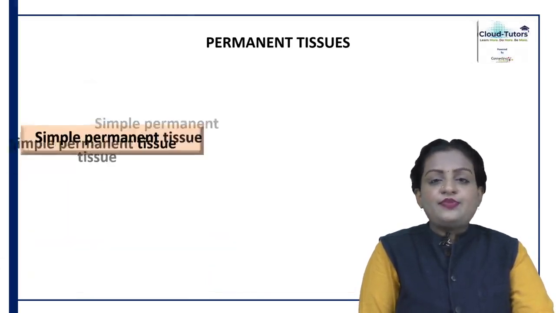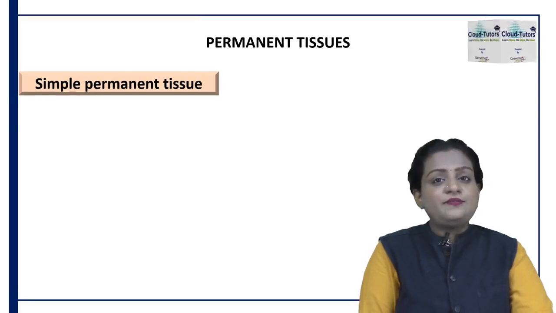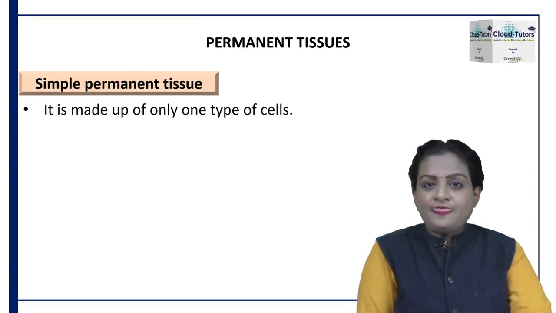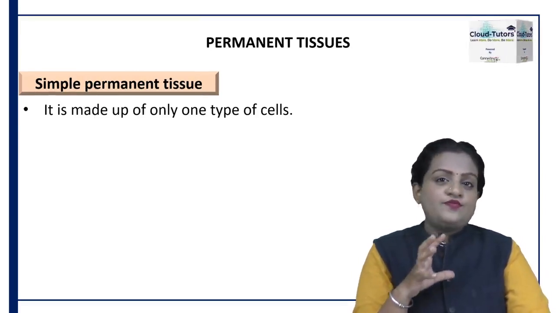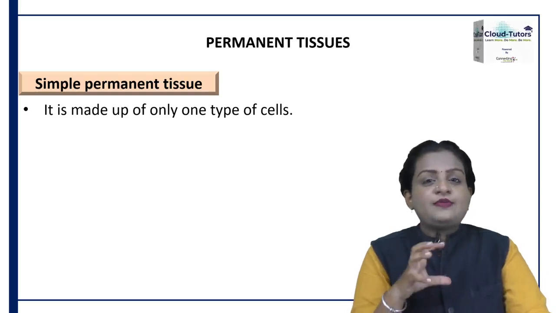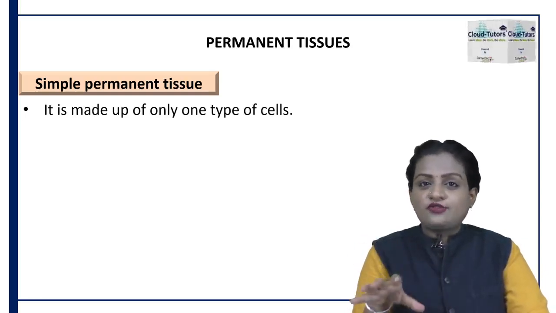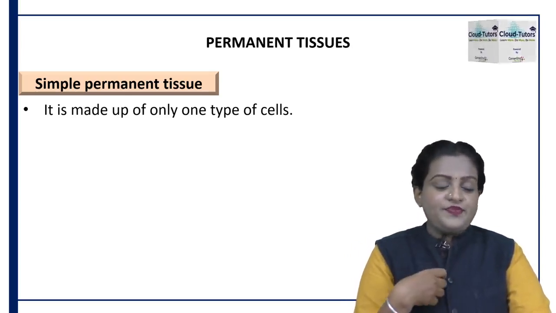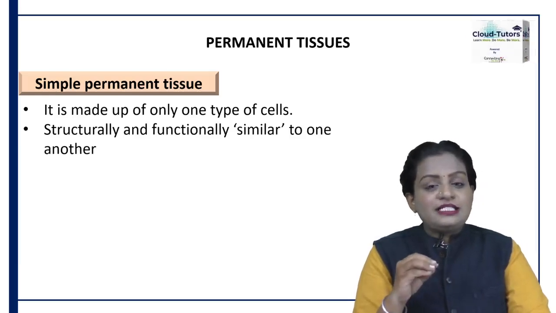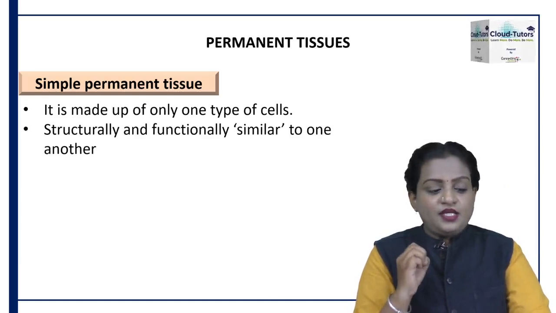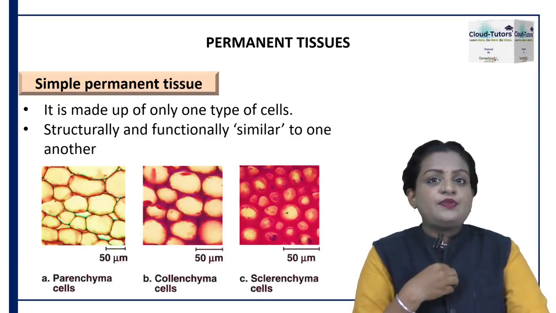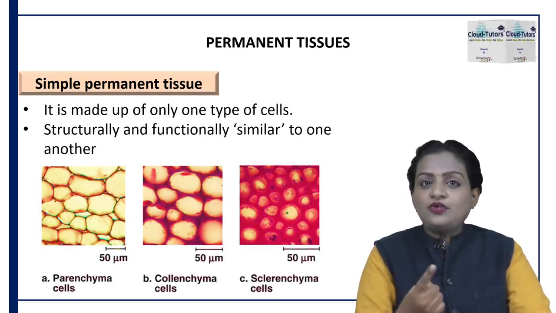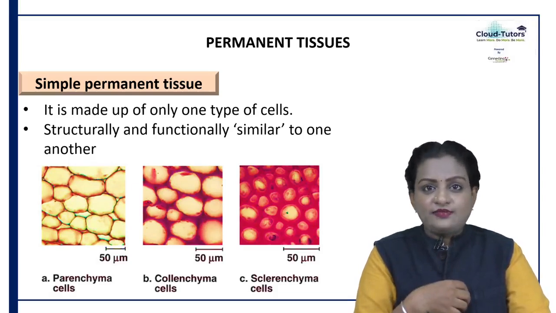So what does simple permanent tissue mean? It is simple in structure. That is, it is made up of only one type of cell. That is, all the cells have the same structure. If you compare one simple permanent tissue cell with another, there will be no such differences apart from maybe size, because one is younger, one is older. Second, structurally and functionally they are similar to one another. So we have three types of simple permanent tissue that we are going to study today: parenchyma, collenchyma and sclerenchyma.